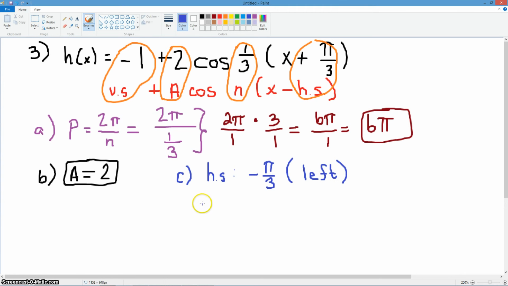Now let's look at vertical shift. Remember that the vertical shift is always the number that is alone. So here's the vertical shift, and it moves it either up or down. Up if it's positive, down if it's negative. In this case, my vertical shift is -1. That means that I'm going to be moving down. And that is my answer.